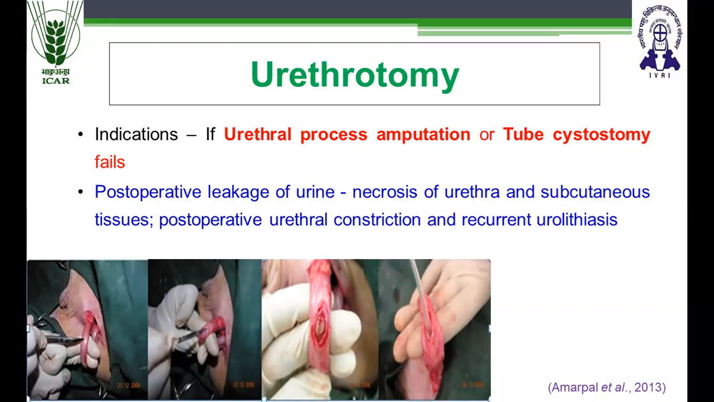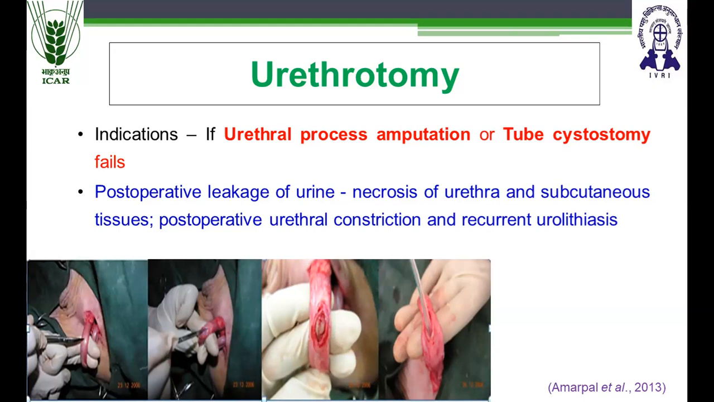There can be postoperative leakage of urine, necrosis of urethra and subcutaneous tissue, postoperative urethral constriction, and again, it can lead to recurrent urolithiasis. We can compare the size of the urethra of a buck. So in such a small animal, it is very complicated.